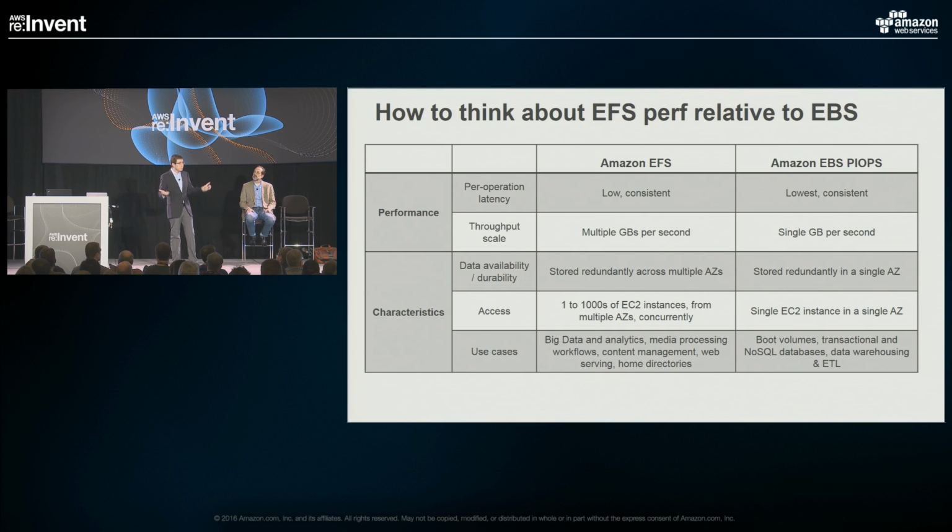In terms of availability and durability, with EFS, data is spread across multiple AZs. EBS is in a single AZ. Access: with EBS, a single EC2 instance can access a volume. With EFS, you can have one to thousands of EC2 instances accessing it concurrently. Some of the use cases that are in the sweet spot for EFS are big data and analytics, media processing, content management, and home directories. With EBS, latency-sensitive applications like databases make a lot of sense, and EBS also makes a lot of sense for boot volumes.